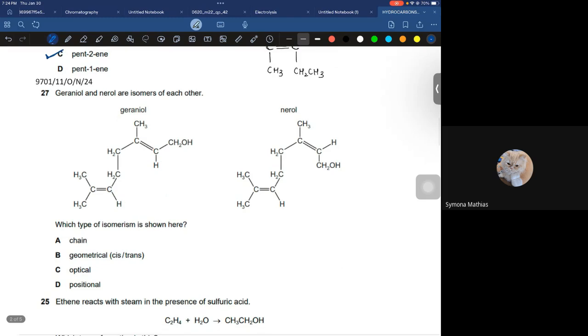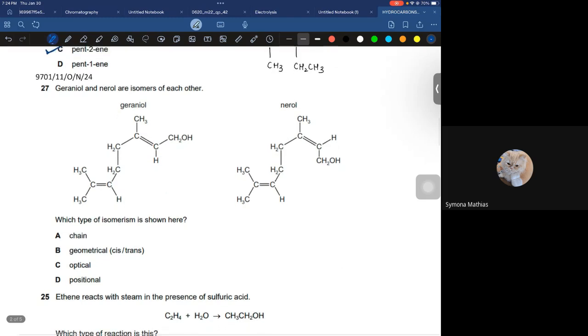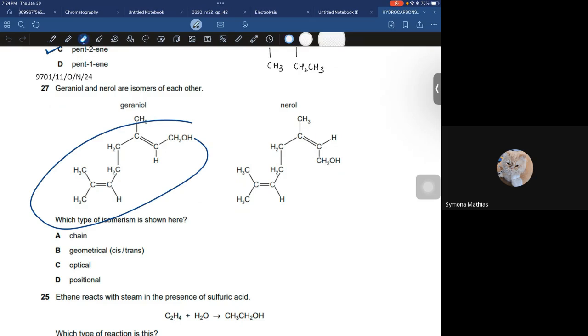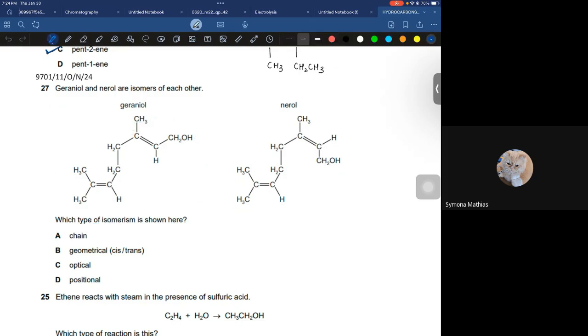Geraniol and nerol are isomers of each other. Which type of isomerism is shown here? So, what do you think? Which type of isomer is shown over here? First of all, chain, then geometrical. Geometrical. How? It shows cis like this. Yes, exactly. Good. So this is cis-trans isomer.